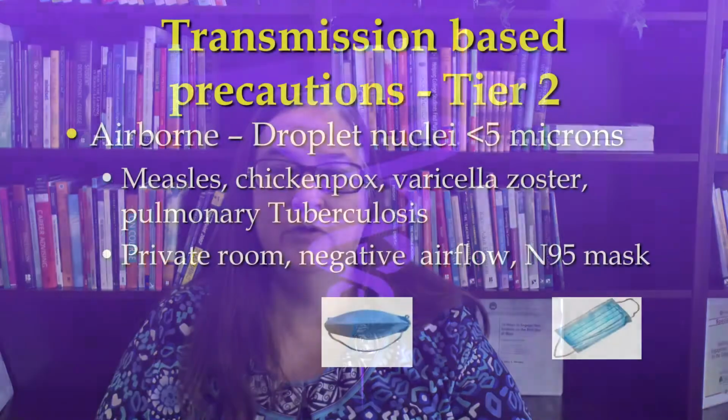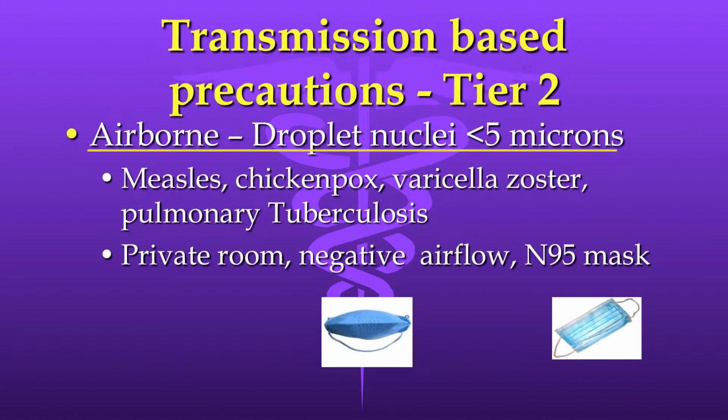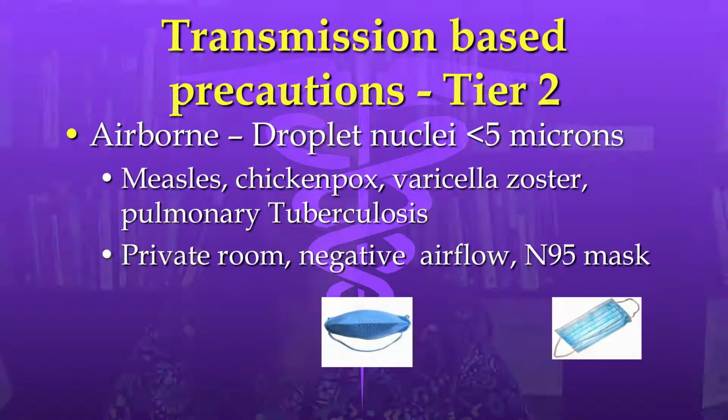Your second tier of transmissions, these are more agent specific. You have airborne, and that's when your droplet nuclei are less than 5 microns. You're going to use this if the patient has measles, chickenpox, varicella zoster, pulmonary tuberculosis. They're going to need a private room. They're going to need negative airflow, which means that it draws the air from the facility into the room, and then it's vented out. It doesn't go back into the general circulation because those microns are really small.